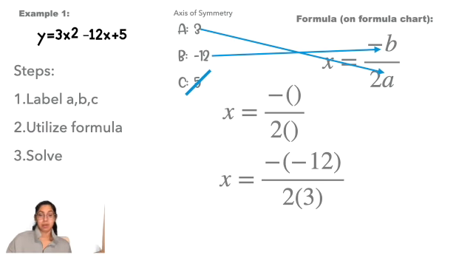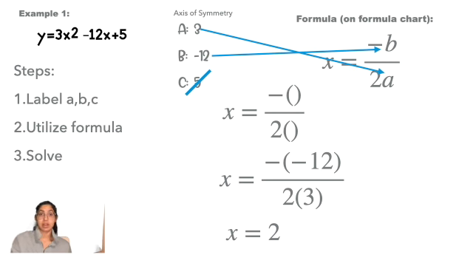So I put some parentheses and plug in my numbers: negative 12, and 2 times 3 on the bottom. Negative 1 times negative 12 is positive 12. 2 times 3 is 6, so 12 divided by 6 would be 2. And that is it for the axis of symmetry.